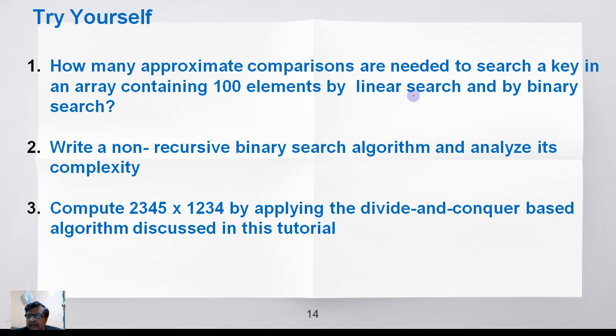How many approximate comparisons are needed to search a key in an array containing 100 elements by linear search and by binary search? It requires 100 comparisons in case of linear search because the complexity is n, and in case of binary search the complexity is log n, it may require just 6.6 comparisons because 2 to the power of 6.6 is 100.